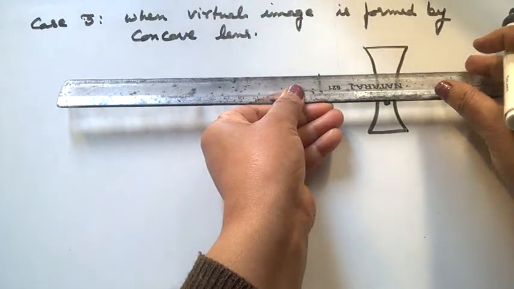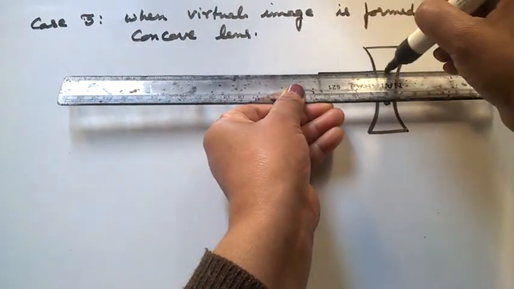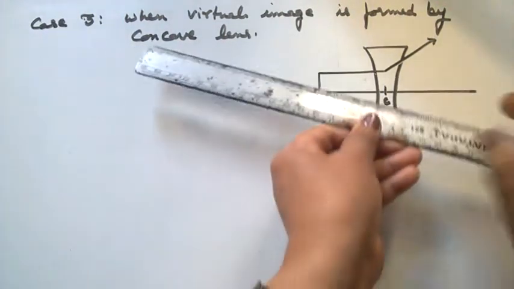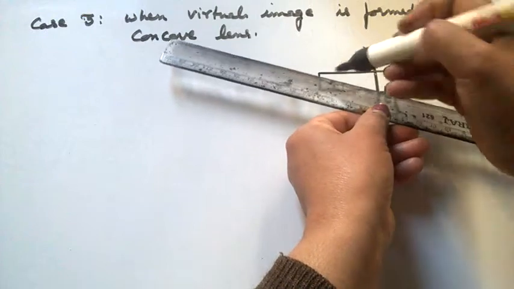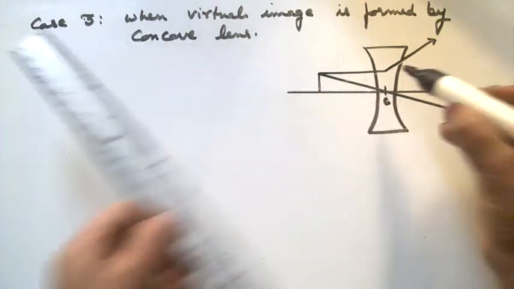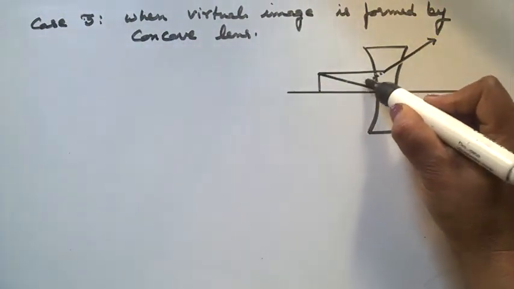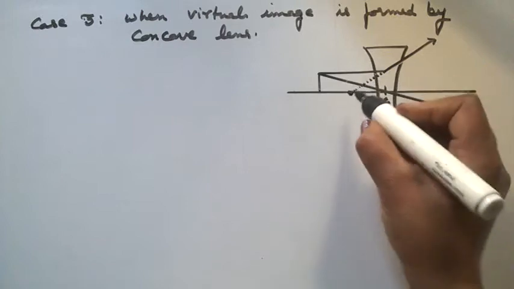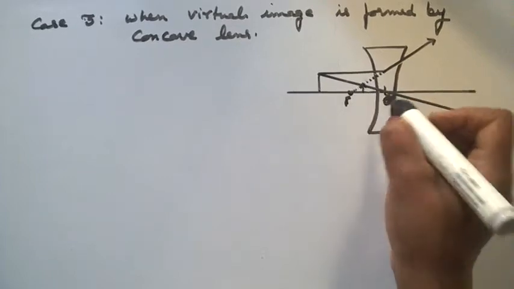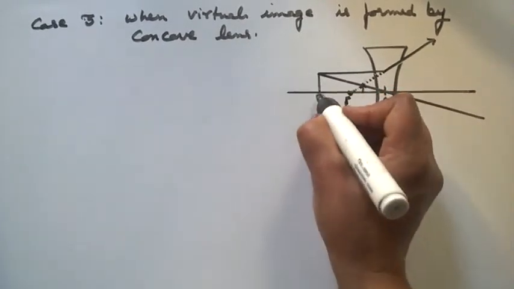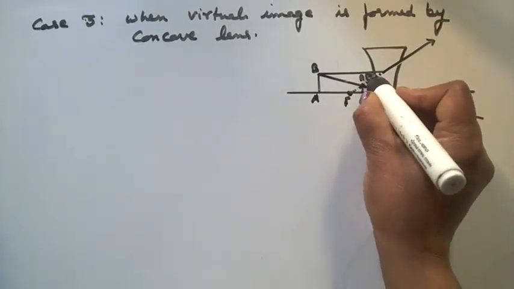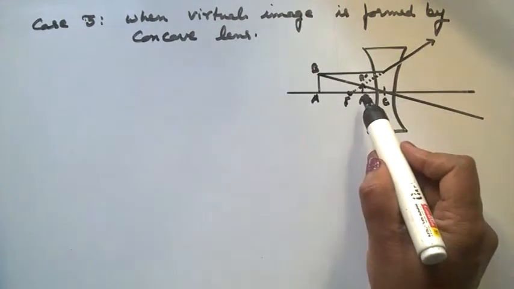The ray which is going parallel will diverge after refraction, and the ray passing through optical center remains undeviated. The diverged ray will appear to meet at focus. So the image formed by the meeting rays is known as virtual and erect image. This is AB. So here it is A dash, B dash. Diminished image is formed.